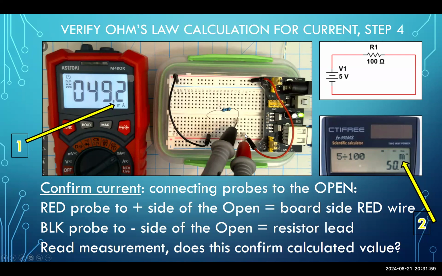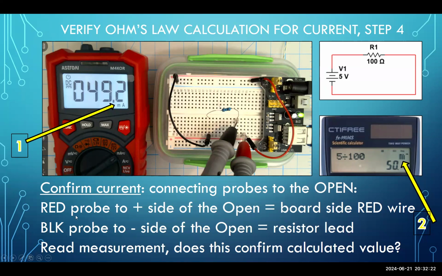All right, so how to confirm current? You have to connect these probes to the open. Remember, this circuit was split open when we pulled out the LED. There is no physical connection between the red jumper wire on row 10 and the resistor on row 12. There's a gap of 2 rows. So that gap is what we call an open.